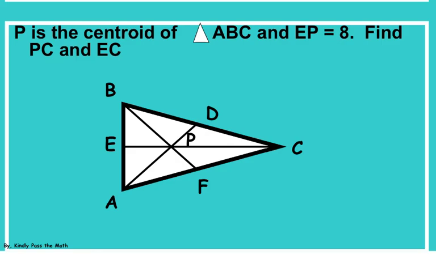Alright, it says P is the centroid of triangle ABC, and the length of EP is 8. Find the length of PC and the length of EC. So we're talking about this whole line segment right here. And they do tell us that EP is 8. The question is, is that the 1/3 part or the 2/3 part? And it's definitely the 1/3 part. So 1/3 of the line segment is 8.